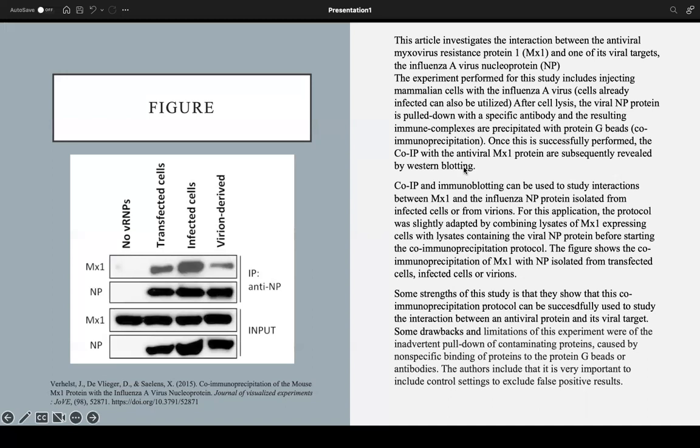Some drawbacks and limitations of the experiment were the inadvertent pull down of contaminating proteins caused by nonspecific binding of proteins to the protein G beads or antibodies. The authors included control settings, which is very important, to exclude false positive results and any contamination in the results.